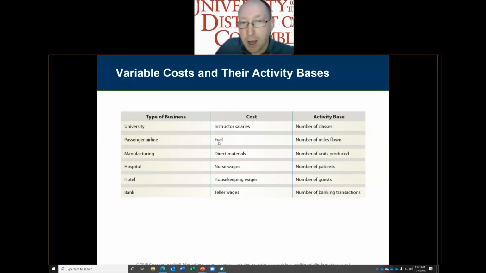So if I paid $2 per gallon, and I fly 3,000 miles, I know that I'm going to have $6,000 worth of fuel cost. If it's still $2 per gallon, and I fly a longer distance, let's say I fly 10,000 miles, then I know my total fuel cost is $20,000. So you see the relationship.